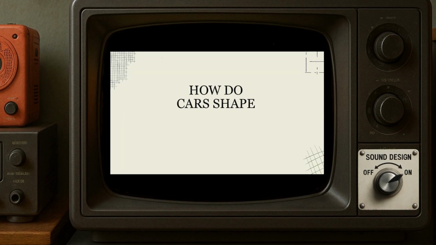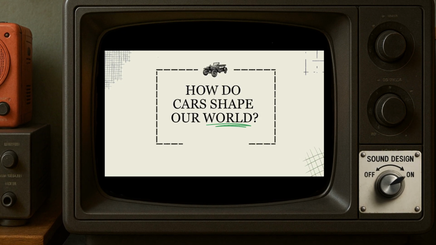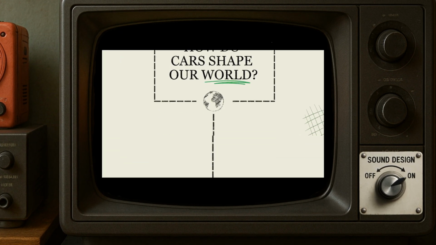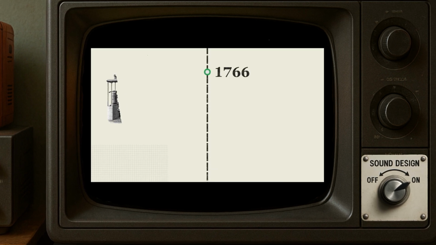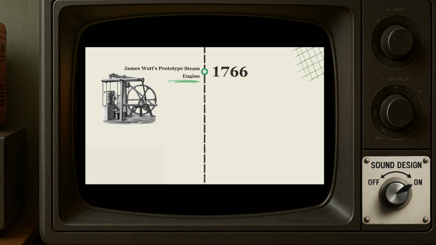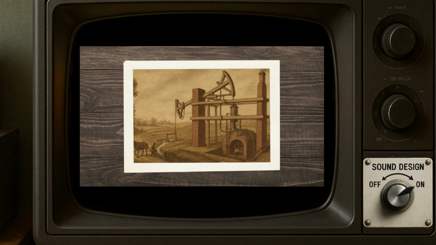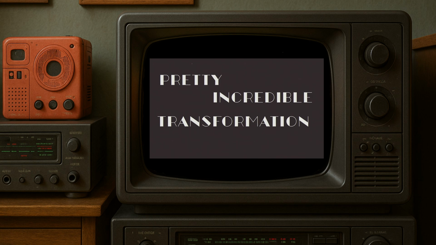How do cars shape our world? It sounds like a simple question, but to answer it, we need to go back, way back, before cars, before motorways, before the idea of driving even existed. It all starts here, with an invention that didn't even move. In the 1760s, James Watt built a steam engine, not to power a car, but to pump water out of mines.